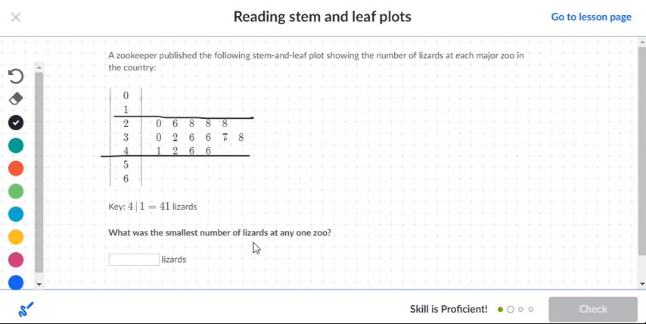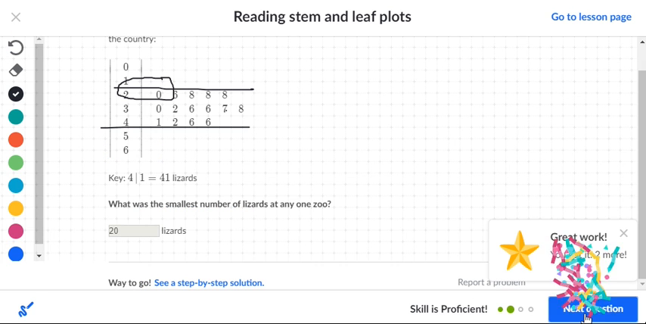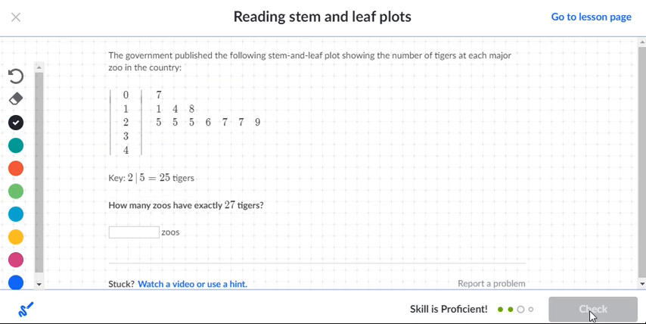What was the smallest number of lizards at any one zoo? Well, the smallest number we have on the chart looks like it would be 20. 20 should be our smallest number. Okay, let's move on to the next one.